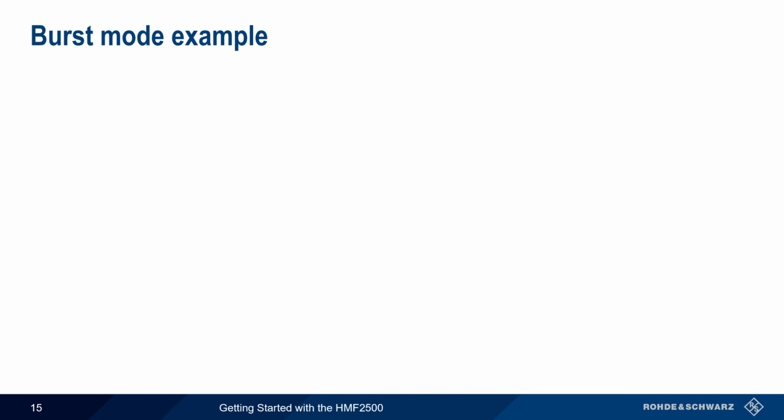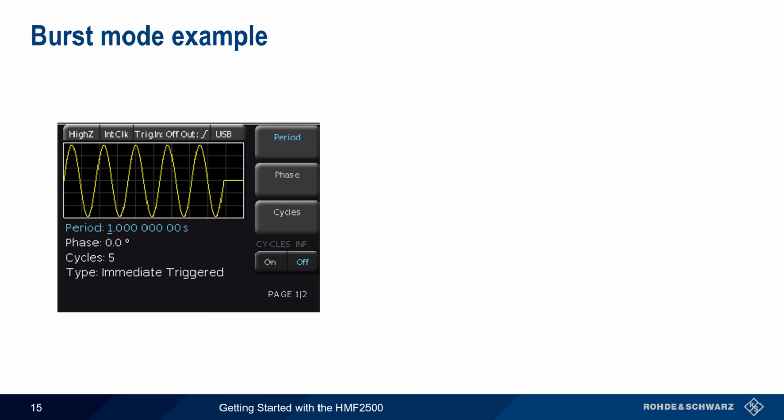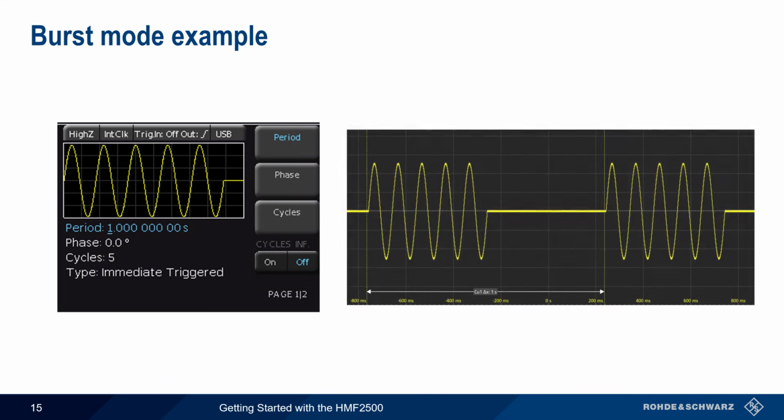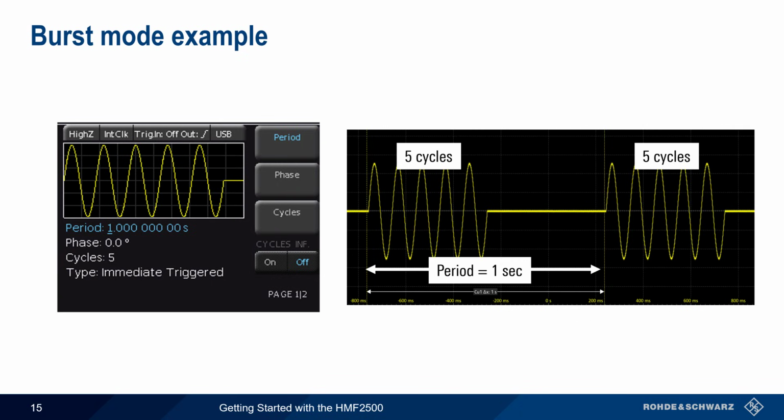Let's look at an example of burst mode. Here we've configured a period of 1 second and 5 cycles. Looking at the resulting waveform on an oscilloscope, we see bursts of the waveform, each 5 cycles long, with the distance or time interval between the start of each burst being the user-defined period of 1 second.